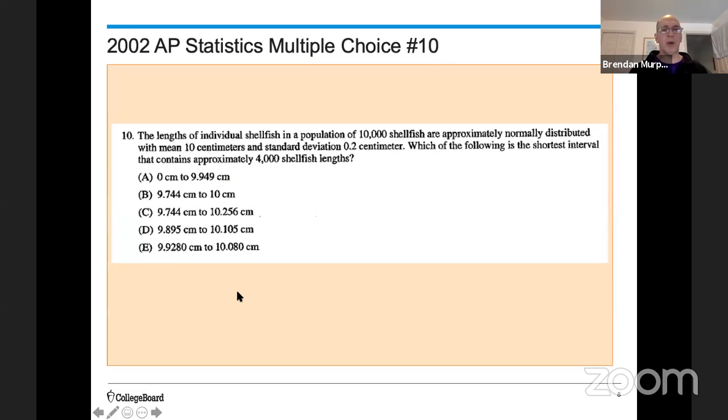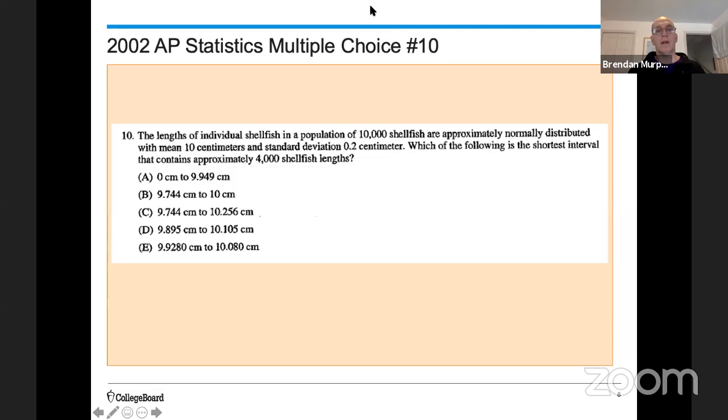Okay, so I found a couple of multiple choice questions. We'll start out with those, and then we'll go to a free response or two if we have time. The lengths of individual shellfish in a population of 10,000 shellfish are approximately normally distributed, with a mean of 10 centimeters and a standard deviation of 2 centimeters. There's a lot of good information in that. I know what the mean is, I know what the standard deviation is, and I have a pretty big population here of 10,000. Which of the following is the shortest interval? Boy, that's such a key word right there. Which of the following is the shortest interval that contains approximately 4,000 shellfish lengths?